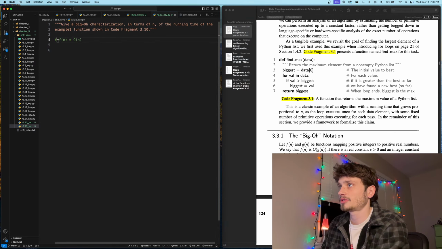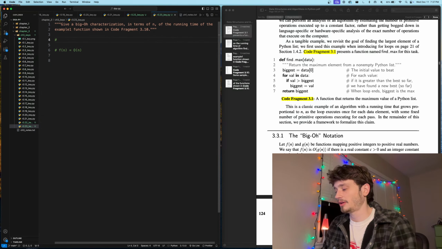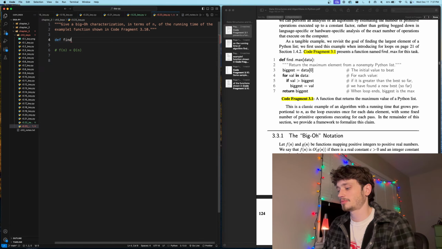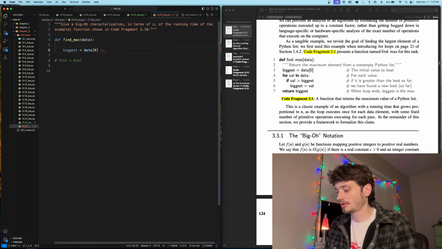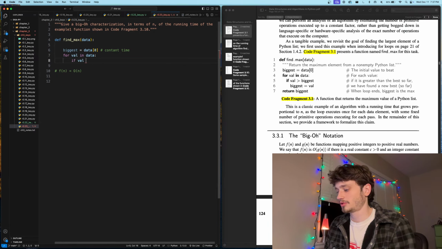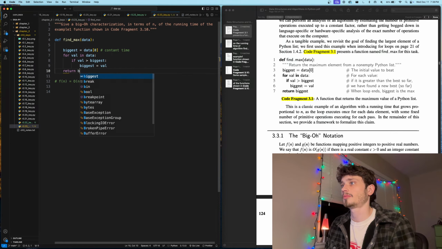Right? We'll make a little bit more notation here. Say def find max, which takes in data, right? Biggest is equal to data at index 0. So this is constant time. We have for val in data. If val greater than biggest, sorry, we're going to make biggest equal to val. And then we're going to return biggest at the end, right?